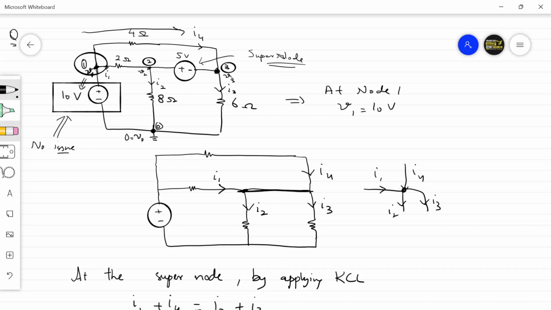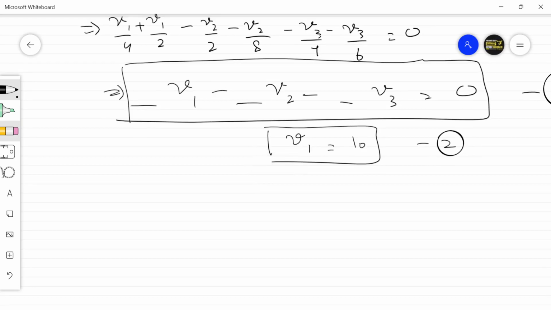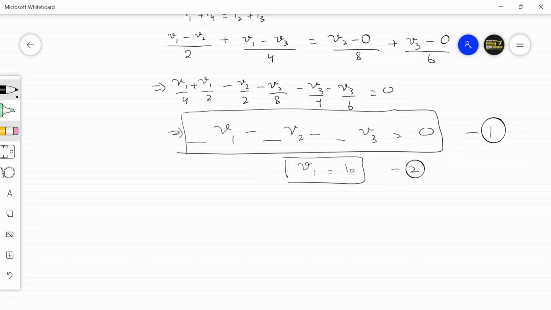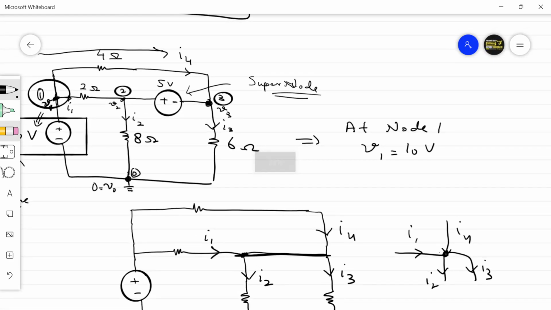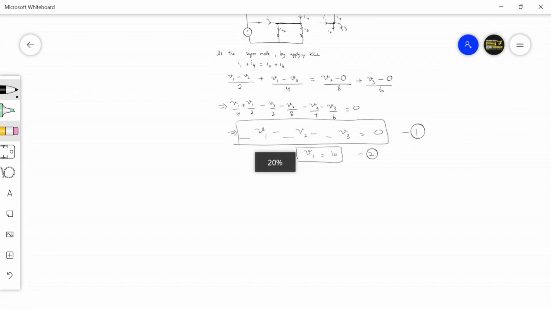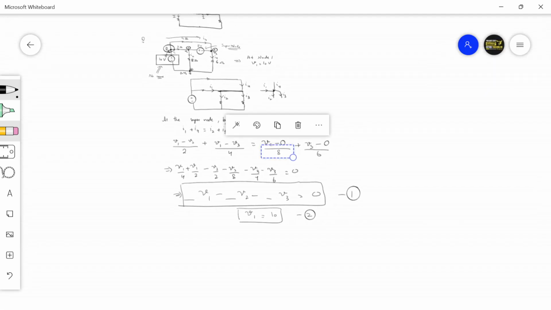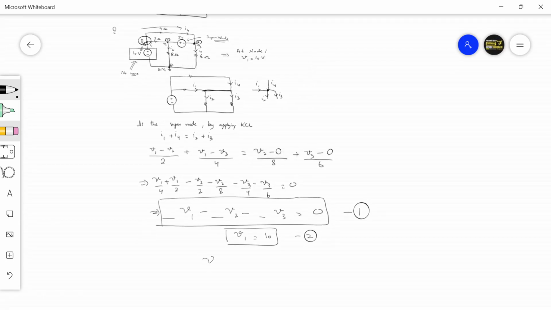Now we need to find the value of V3. We need a third equation. Where will the third equation come from? The third equation will again come from the super node. On the super node, there is one more thing we need to see. Between node 2 and 3, what is the voltage? That is 5 volts. So we can say the potential difference between node 2 and node 3 is 5 volts. That means voltage V2 minus voltage V3 is equal to 5.